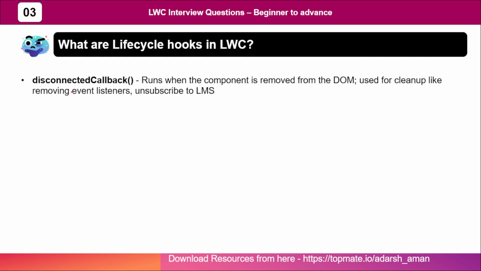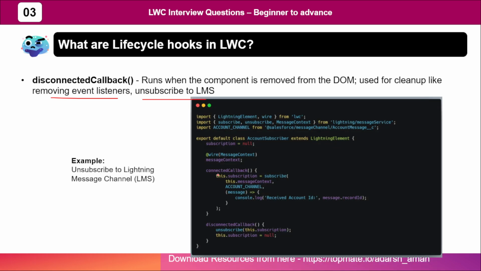Moving on to the next one, the disconnected callback. It runs when the component is removed from the DOM, used for cleanup like removing event listeners and unsubscribing from LMS. So we have seen in the connected callback, we have subscribed to the message. This message might be coming from some unrelated LWC or Aura component, and we are subscribing to it in this LWC component. But whenever the component is removed from the DOM, we want the subscription to be removed, right?